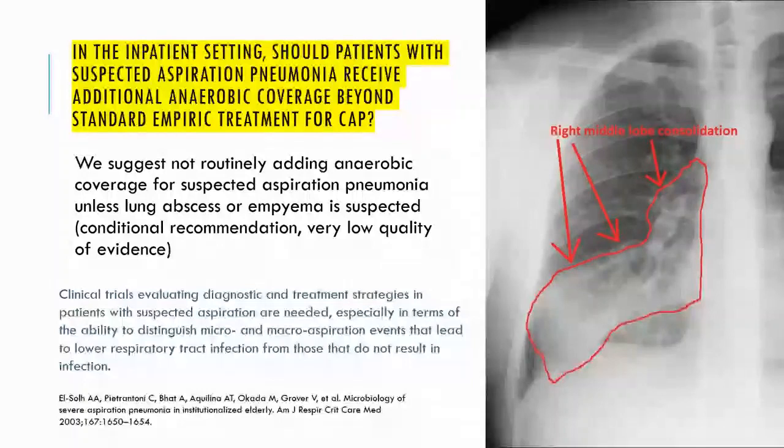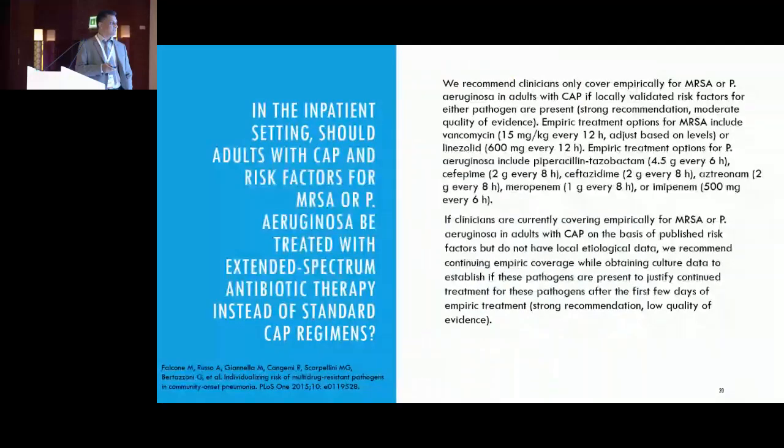In the inpatient setting, should adults with community-acquired pneumonia and risk factors for MRSA or Pseudomonas be treated with extended-spectrum antibiotic therapy instead of standard therapy? Yes, of course. In that setting, we have to think of adding vancomycin, which is 15 milligram per kg per dose twice daily, or we give teicoplanin or linezolid. And any of these anti-Pseudomonas agents like piperacillin-tazobactam, cefepime, ceftazidime, aztreonam, or meropenem, depending on the choice in your pharmacy, you can use these.